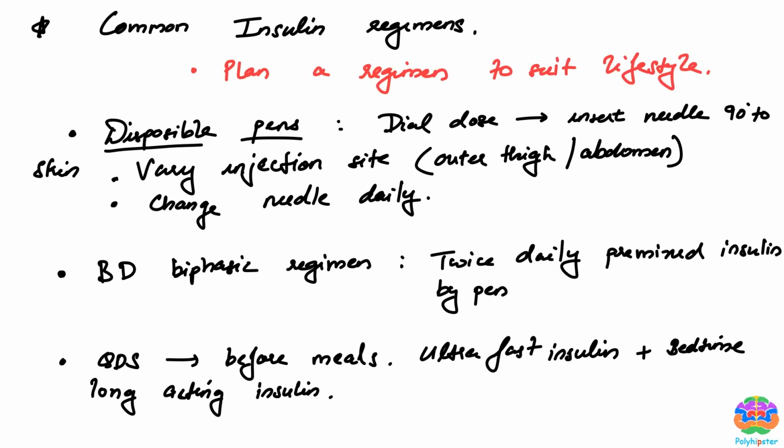Common insulin regimen. Formulating a proper insulin regimen is of utmost importance for proper diabetic control, and it should be systematic and easy for the patient to follow. In order to do that, the regimen should be planned according to the lifestyle of the patient. Disposable pens, which have a fixed dial dose, should be introduced, with the needle inserted at 90 degrees to the skin. The injection site should be varied each time, either outer thigh or abdomen, and the needle should be changed daily. The regimen could either be a BD biphasic regimen, that is twice daily with pre-mixed insulin by pen, or QDS, that is 4 times, with ultra-fast acting insulin before meals along with bedtime long-acting insulin.